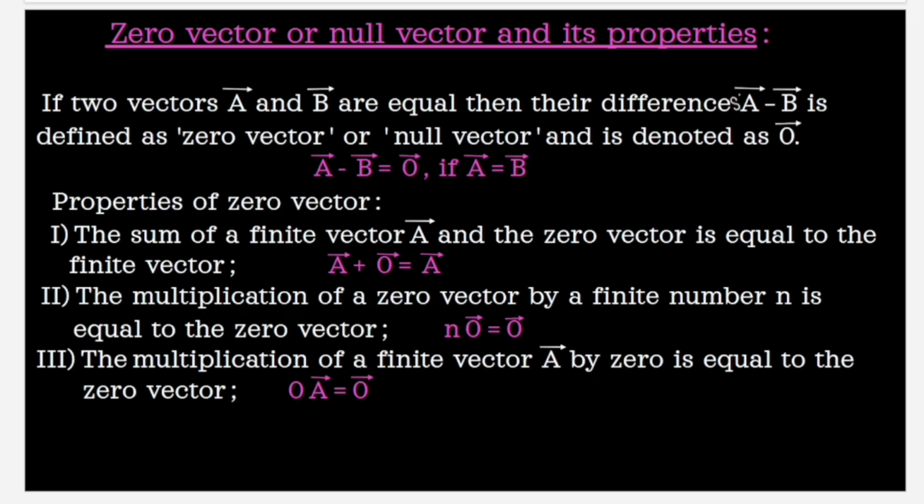Properties of the zero vector. First one, the sum of a finite vector A and the zero vector is equal to the finite vector. That is, A vector plus zero vector is equal to A vector. Second one, the multiplication of a zero vector by a finite number n is equal to the zero vector. That is, n into 0 vector is equal to 0 vector. Third one, the multiplication of a finite vector A by 0 is equal to the 0 vector. That is, 0 into vector A is equal to 0 vector.